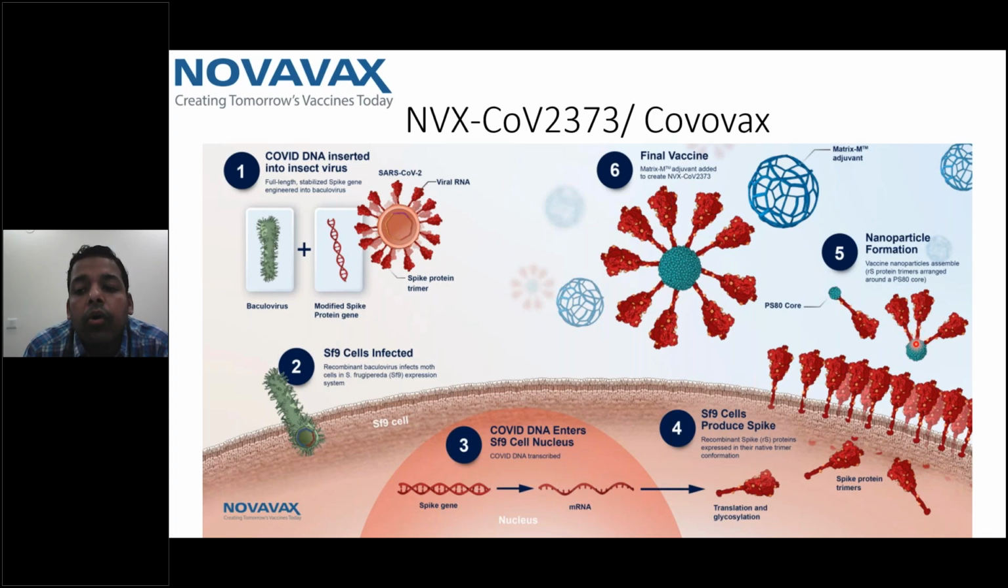They are assembled around a PS80, or polysaccharide 80, core. So the vaccine is this core, which is surrounded by these recombinant spike proteins that we formed, in conjugation with a Matrix-M adjuvant. And this is a plant-based or saponin-based adjuvant. Because it is plant-based, it leads to a very robust immune response. So this Matrix-M adjuvant has been added to this protein subunit vaccine.